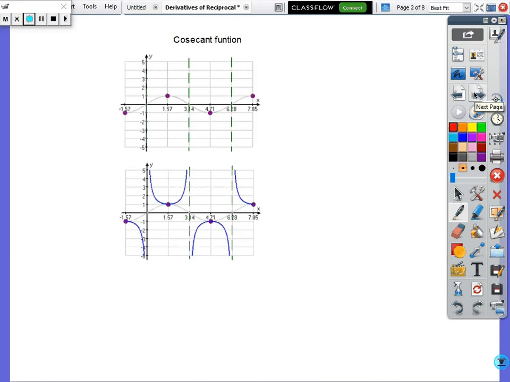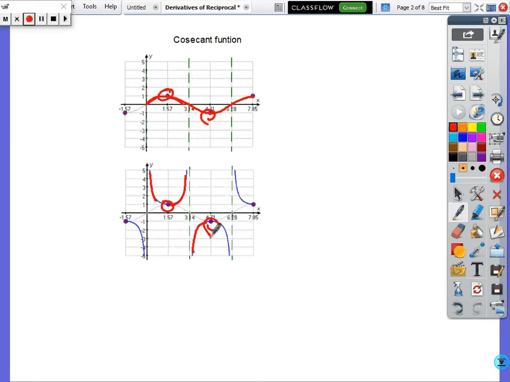So what I've done in the first one, you can see sine is there. When you flip 1 upside down, you get 1. When you flip minus 1 upside down, you get minus 1. But as sine gets smaller, when you flip it, it gets larger. This is negative, so it goes down.